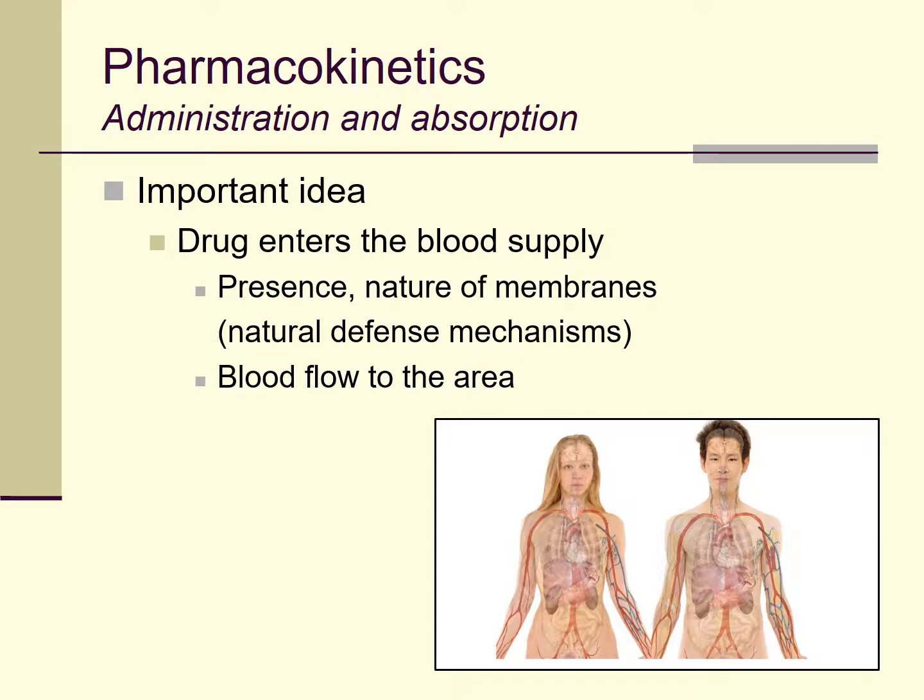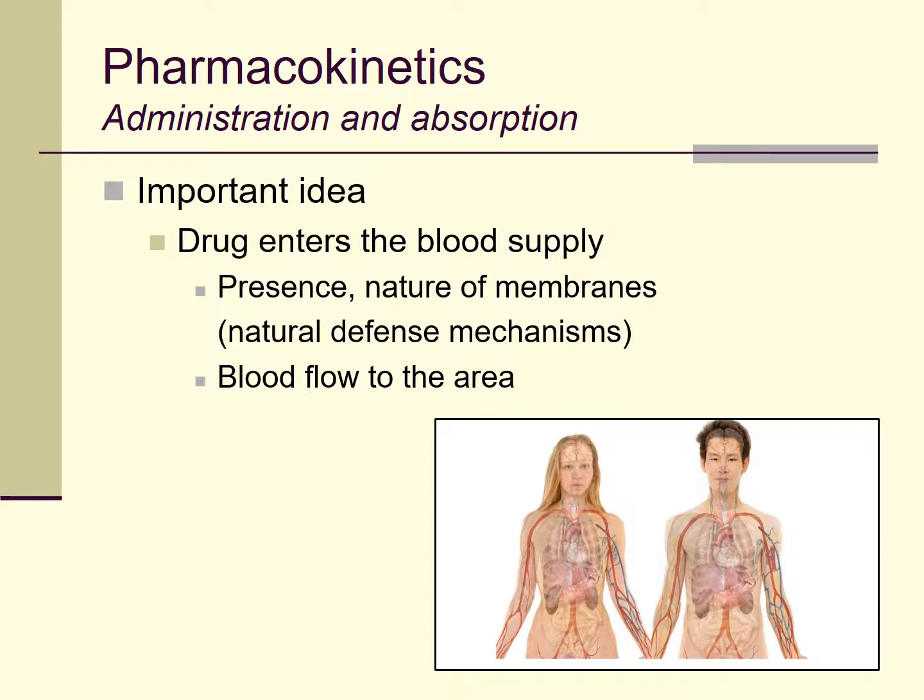So the membranes in your nose, your stomach and intestine, and your lungs differ in terms of how permeable they are to drugs, how much surface area there is, and how perfused they are with blood, how much blood flows to those particular areas.